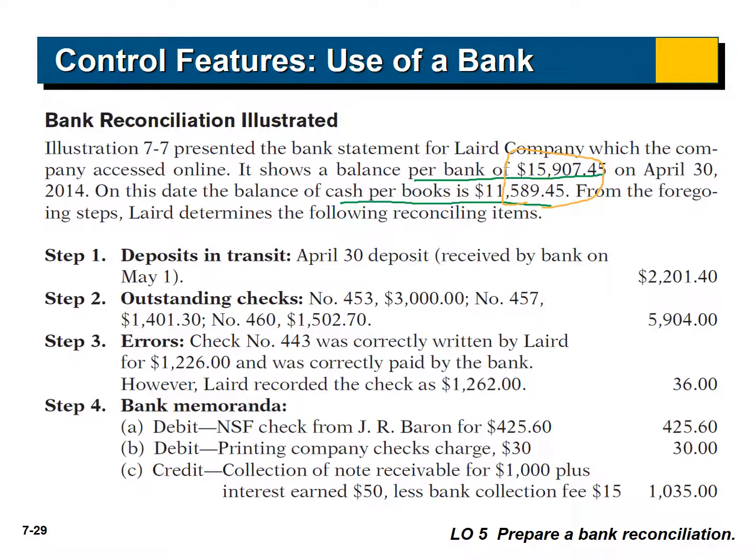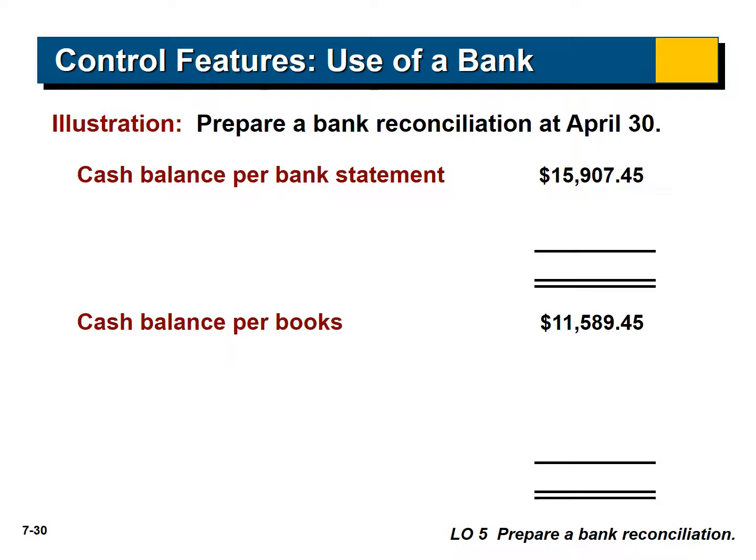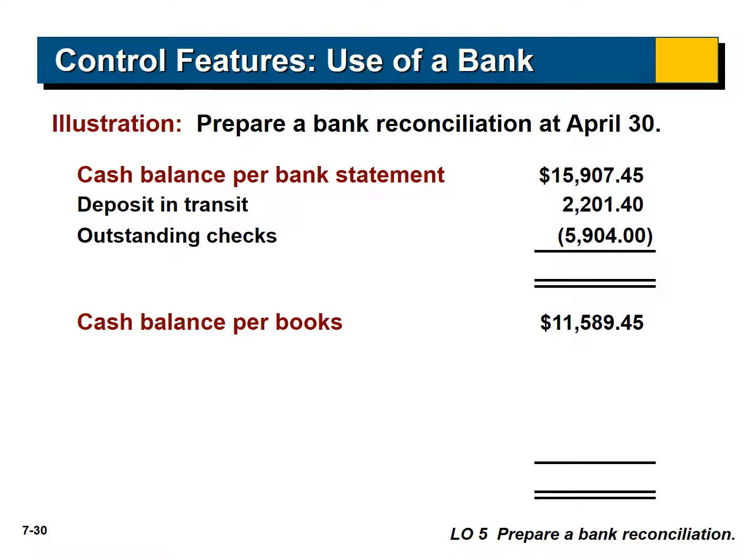So step one, we're going to take the deposits in transit, and then we're going to take all the outstanding checks and whenever errors were made and any bank memoranda that they came to us. So we start with our balance per bank, add in deposits in transit, subtract out outstanding checks. That's the same thing we do every time.